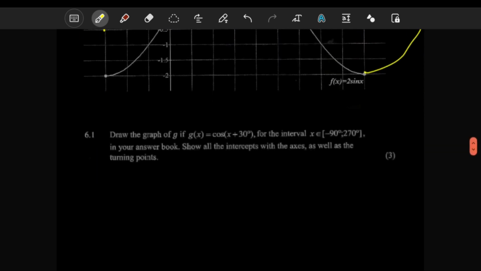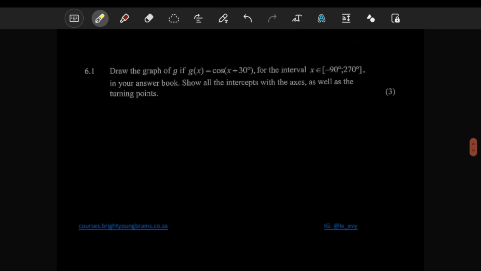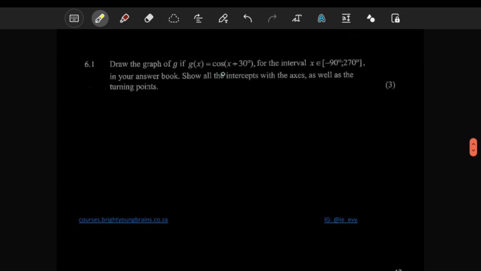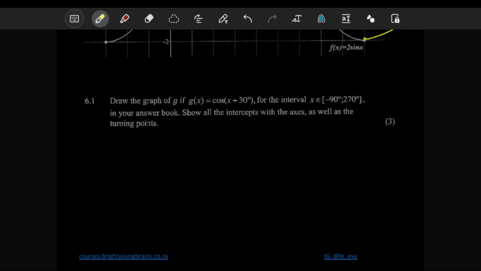That's okay. Here it now says, for 3 marks, draw the graph of g, which is negative cos of x plus 30, for the interval where x is between negative 90 and positive 180. So anyways, for 6.1 specifically, it says there, draw the graph of g.